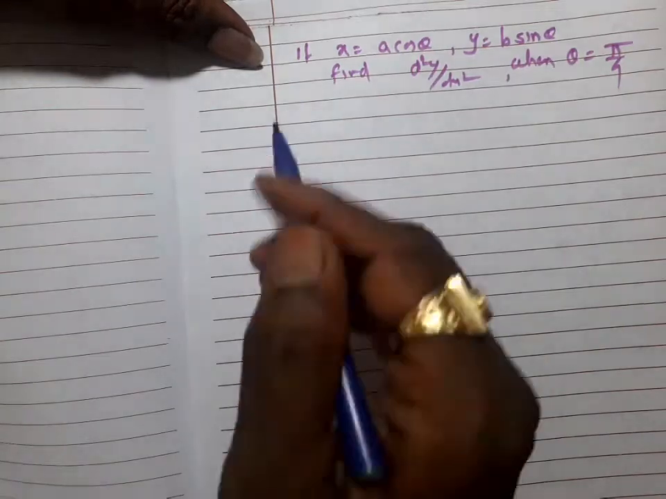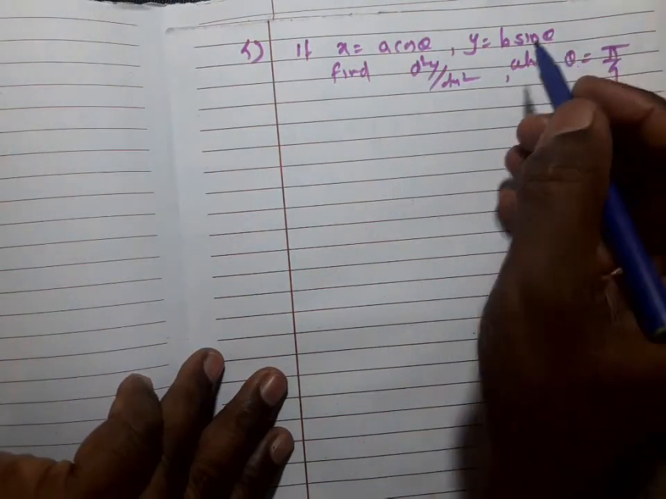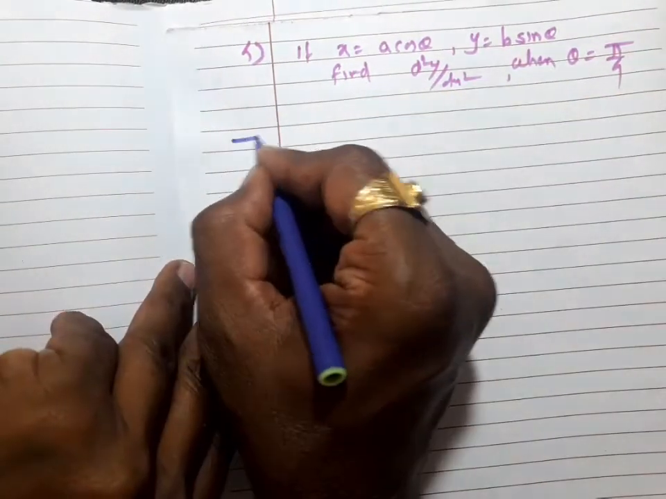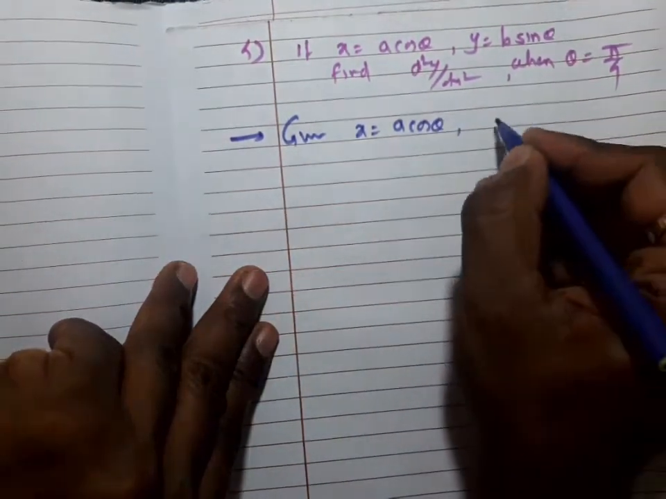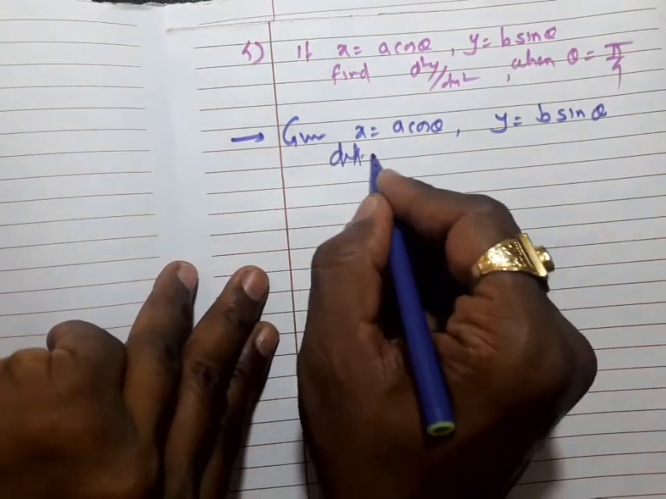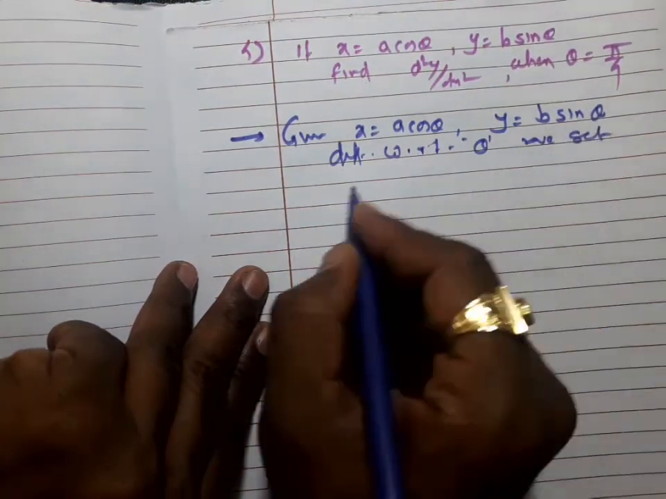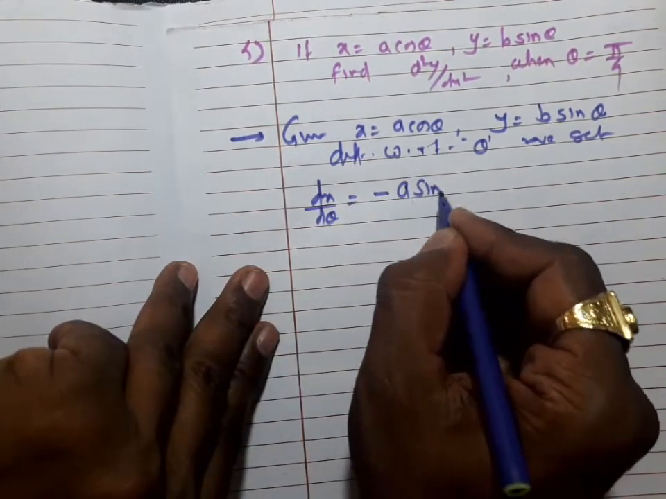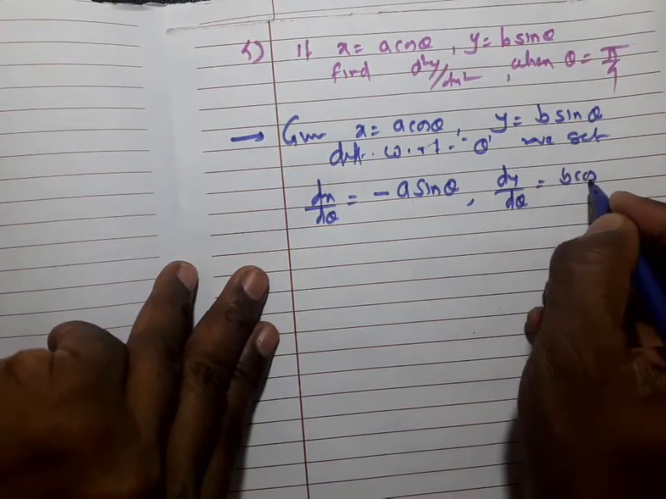Example number 4: if x is a cos theta and y is b sin theta, find d2y by dx square at theta is equal to pi by 4. Given x is equal to a cos theta and y is equal to b sin theta. Differentiate with respect to theta, we get dx by d theta is minus a sin theta and dy by d theta is b cos theta.